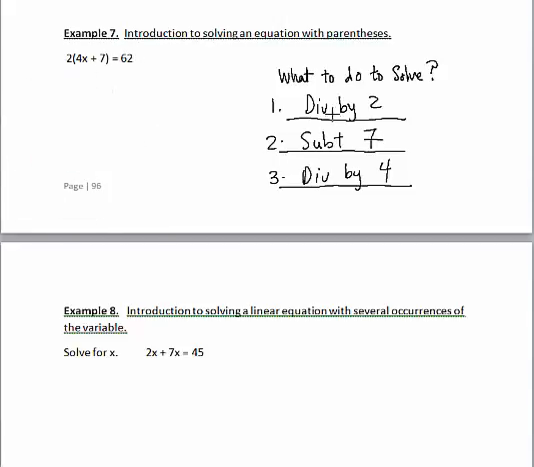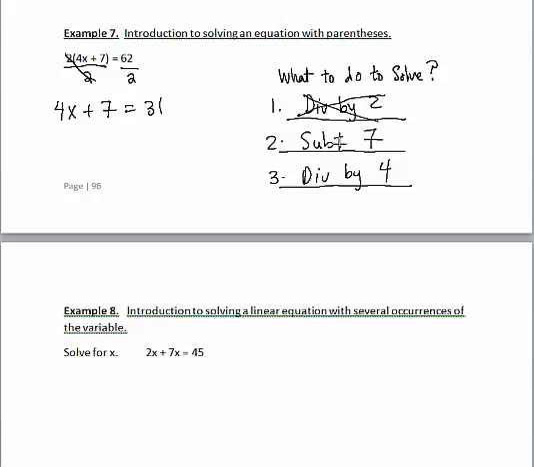So, first step is divide by 2. And we put fraction bars underneath both the left and the right hand side. On the left, the 2 on the outside cancels with the 2 that we placed underneath. The left hand side becomes 4x plus 7. The right hand side becomes 31. So we've completed the first step.